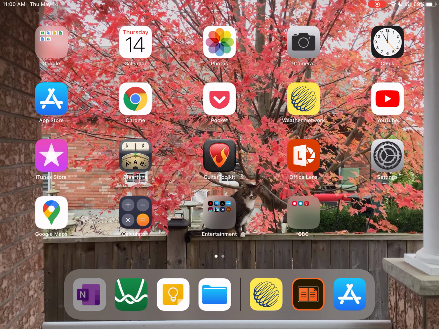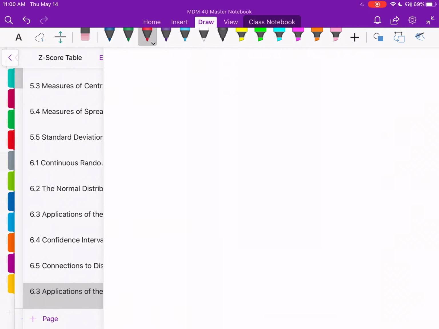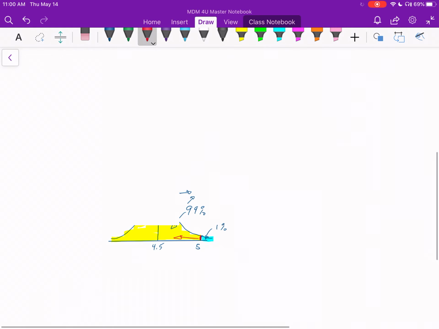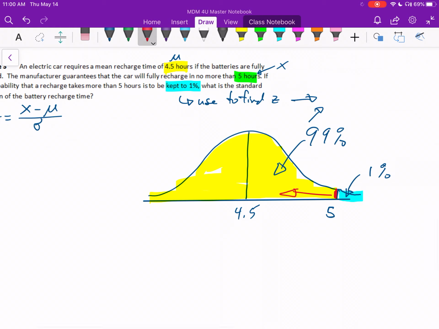Oops, pushed the wrong button. Go back to class notes now. Sorry, things are laggy now. Here we go. All right. So that means our z-score is 2.33.